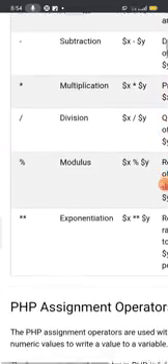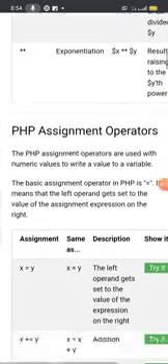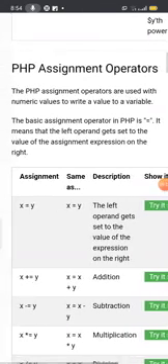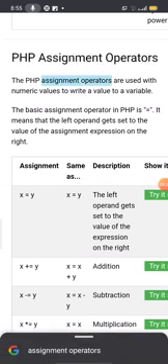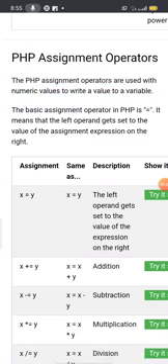Now let us see PHP assignment operators. We are going to deal with the PHP assignment operator. Another PHP operator is the PHP assignment operator. Let us start with the assignment operator. The PHP assignment operators are used with numeric values to write a value to a variable. Let us understand what this content is.